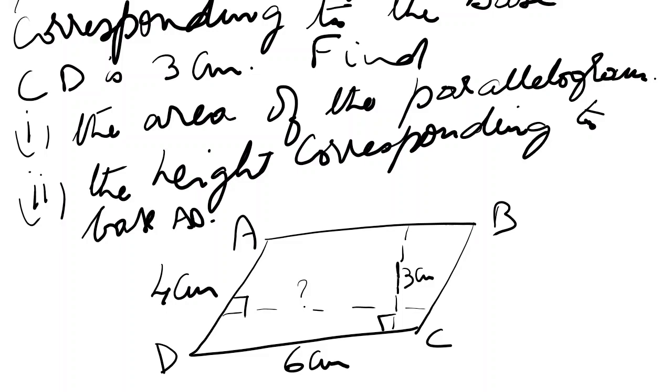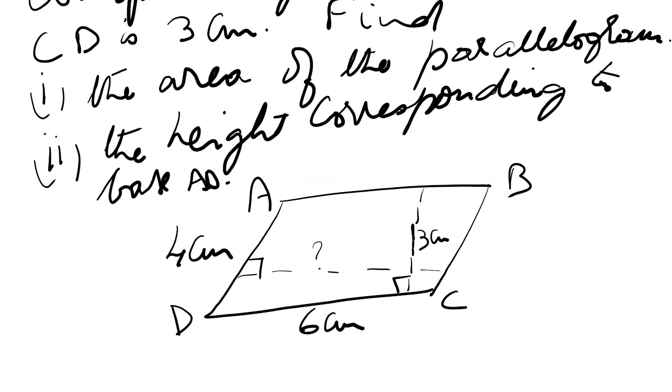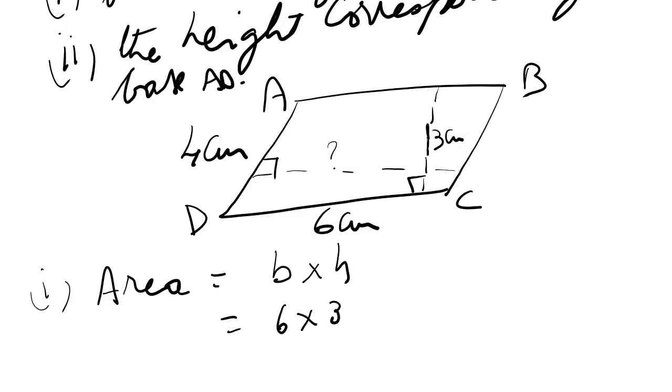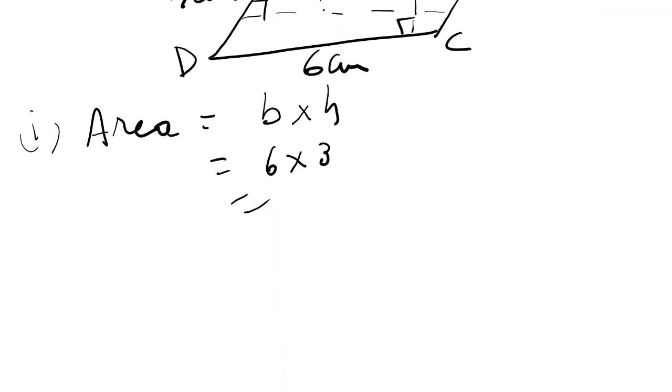The area will remain same, isn't it? Area enclosed will remain same. So first we will find out area is equal to base into height. So this height is 3 centimeter and the base is 6 centimeter. So area is base into height, that is equal to 6 into 3, that is equal to 18 centimeter square. So this is your answer 1.